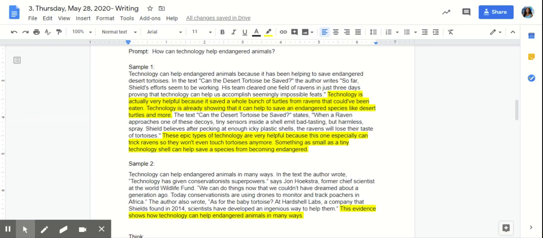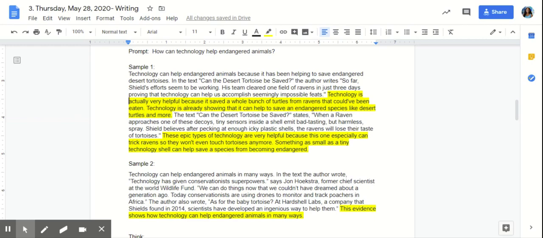And in the sample, it uses 2 quotes. So the second reads, the text, Can the Desert Tortoise Be Saved? States, when a raven approaches one of these decoys, tiny sensors inside a shell emit bad tasting, but harmless spray. That's explaining in detail how the technology is helping to save the tortoises. Shield believes after pecking at enough icky plastic shells, the ravens will lose their taste of tortoises. So again, it's explaining why the technology is working.